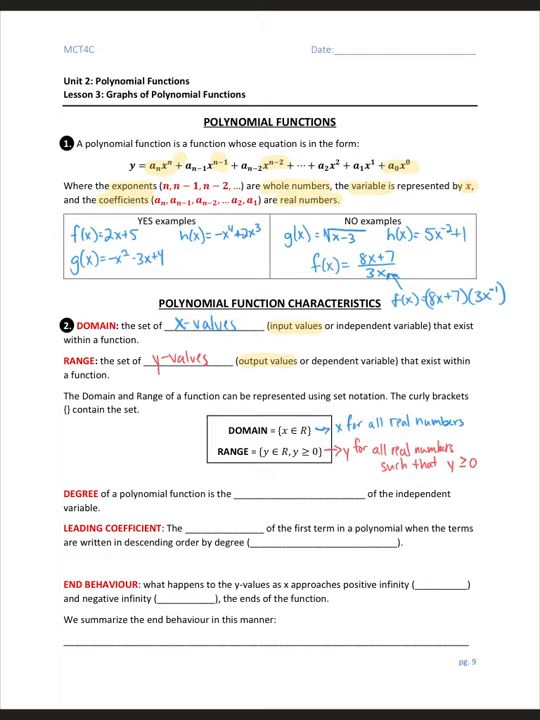Okay, some other characteristics. The degree of a polynomial function is just the highest exponent of the independent variable, which is our x variable.